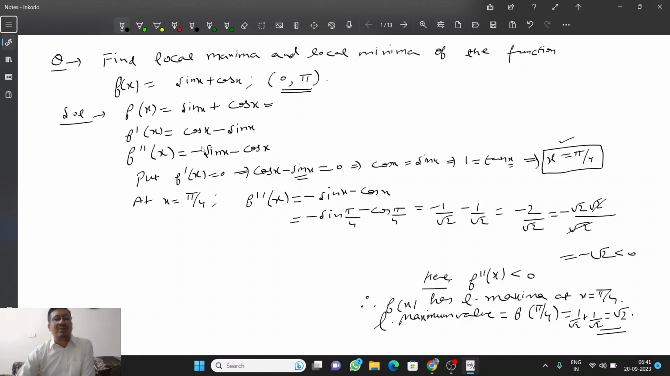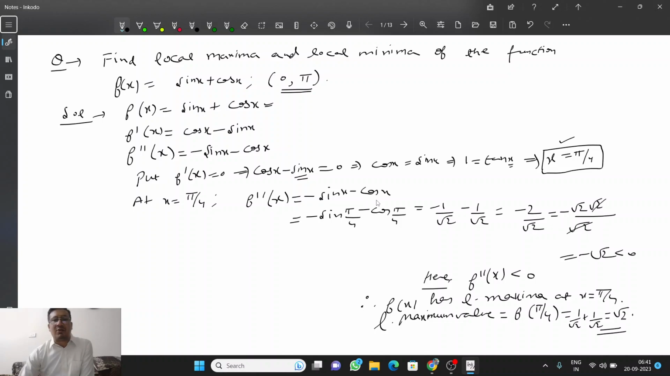This is the double derivative. In order to find the critical points, you have to put the single derivative equal to 0. That is cos x minus sin x equal to 0. It gives cos x equal to sin x. Divide both sides by cos x. We have tan x is 1, so x is pi by 4. At this point, we put this value of x in the double derivative.